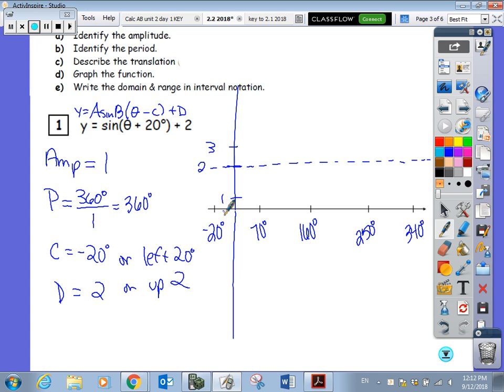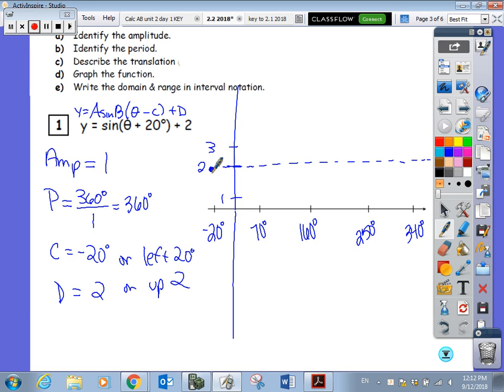And now we just have to remember our pattern. So sine, we have 3 options. Sine either starts high, middle, or low. It starts in the middle. Be sure you're at your critical values. That y-axis is not a critical value today, so don't put a point on the y-axis.